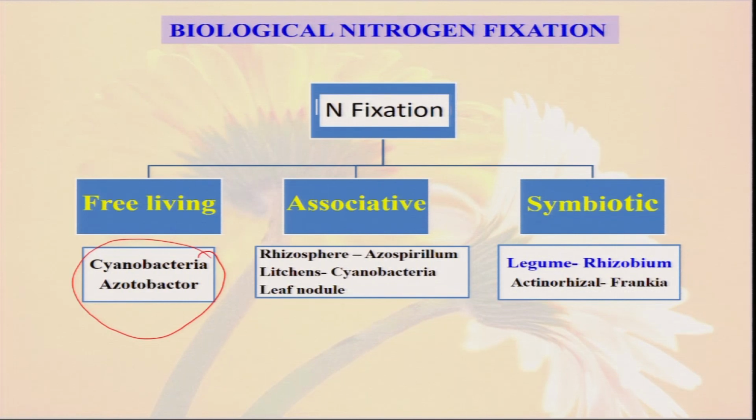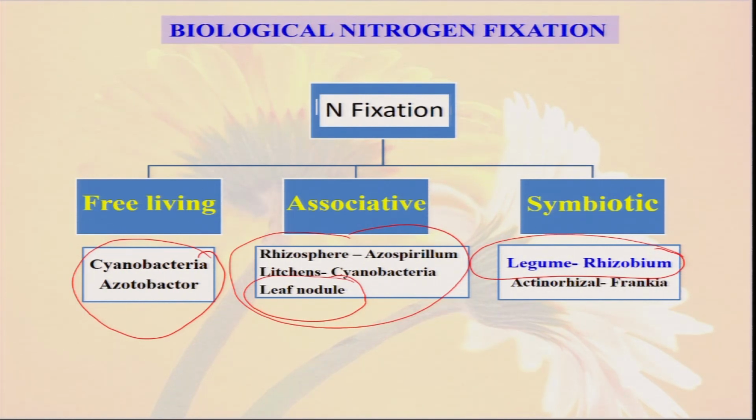Another is associative. Associative means when one plant or one microorganism can perform only in association with others. Just like in the rhizosphere, we have azospirillum, we have cyanobacteria, and this is particularly important, I want you to know, this is the nitrogen nodule. So, this is associative, and the third part is the symbiotic, where our main focus is on legume and rhizobium.